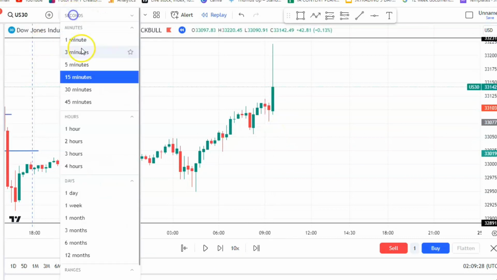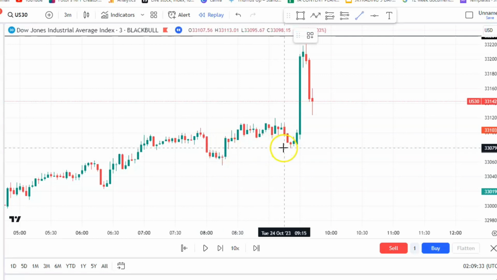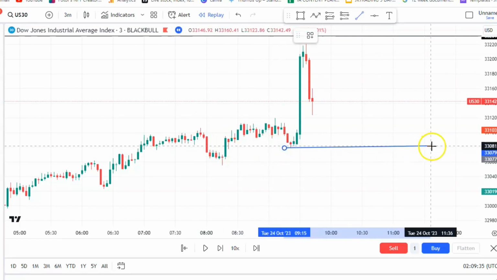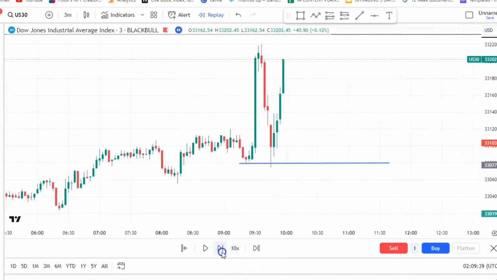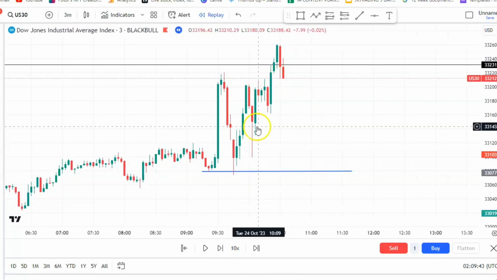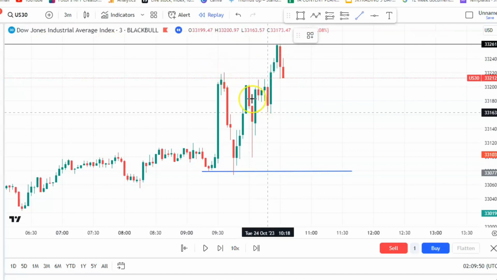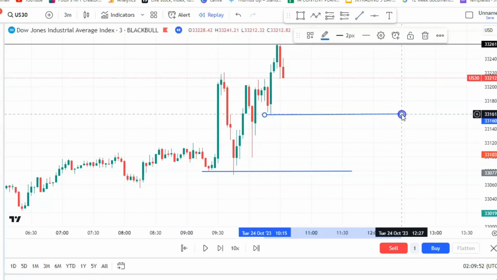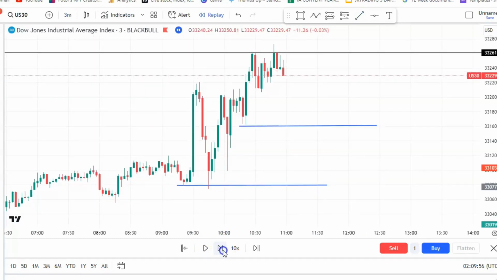So at 9:30, I go to the 3-minute time frame, and I'm looking for an opportunity to sell. This is the most recent low that I want price to break. Now, once we break to the upside, this is my most recent low. That is where I want to see price breaking to the downside.